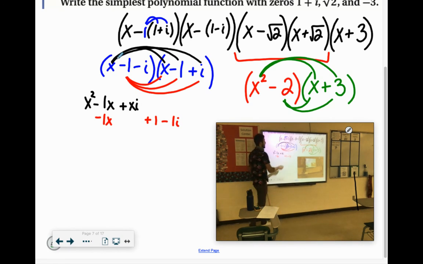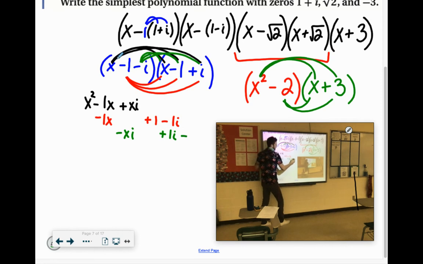Now we've got to multiply the negative i. Negative times positive is negative. x times i is xi, so we'll have negative xi. Negative times negative is positive. 1 times i is 1i. And then negative i times positive i would be negative i squared. Great.